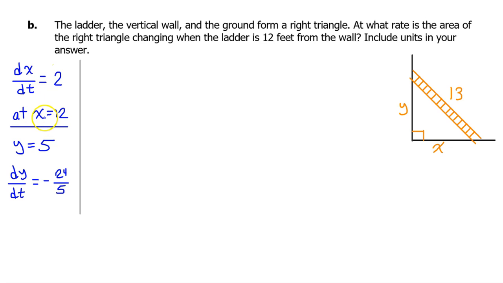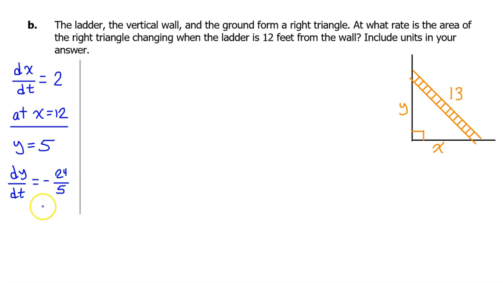The same two inventory items that we had in part A still apply. In addition, I've included the two facts that we discovered as we worked our way through part A. At x equals 12, we now know that y is equal to 5, and the solution to part A was that dy dt is equal to negative 24 over 5 at x equals 12. So this is our current inventory.